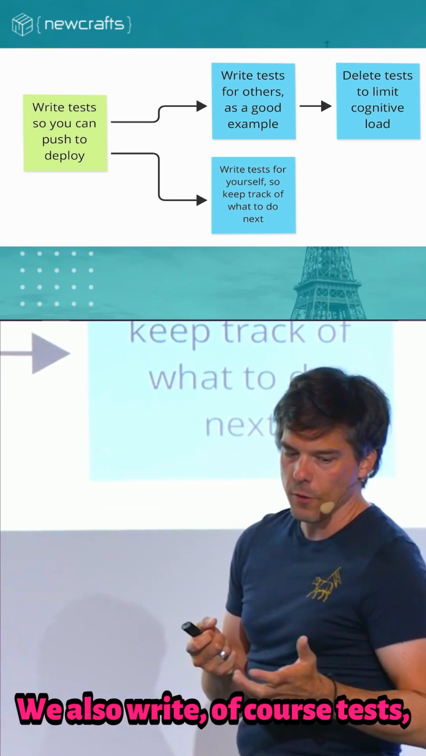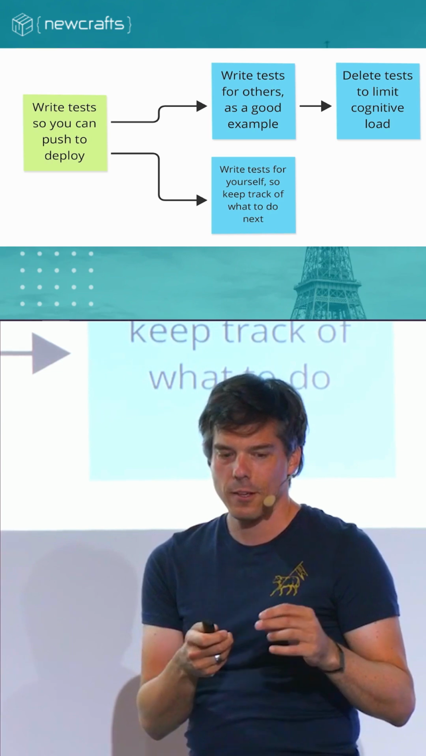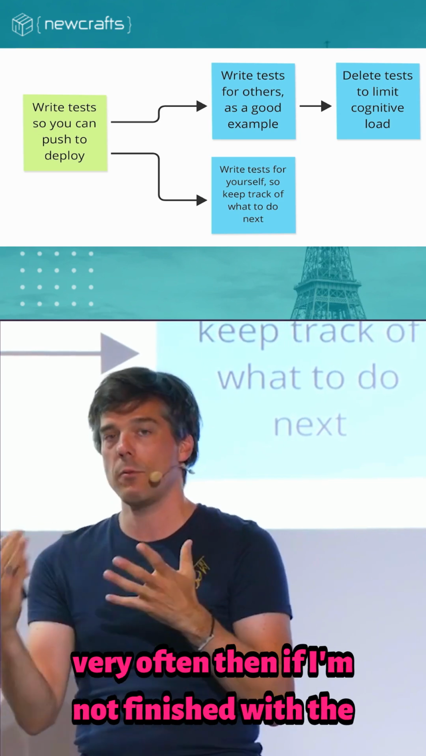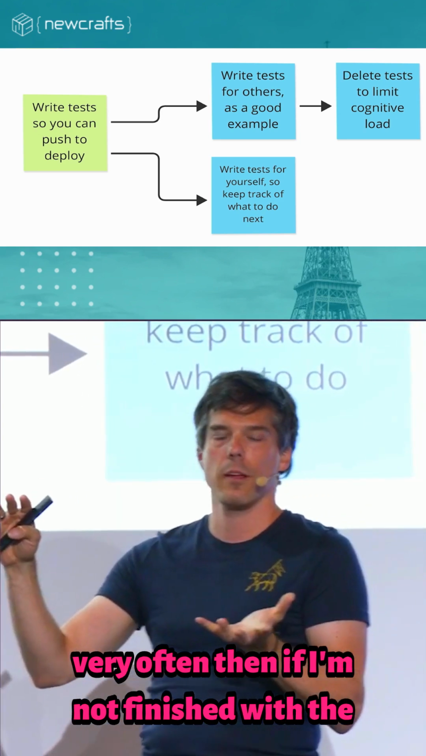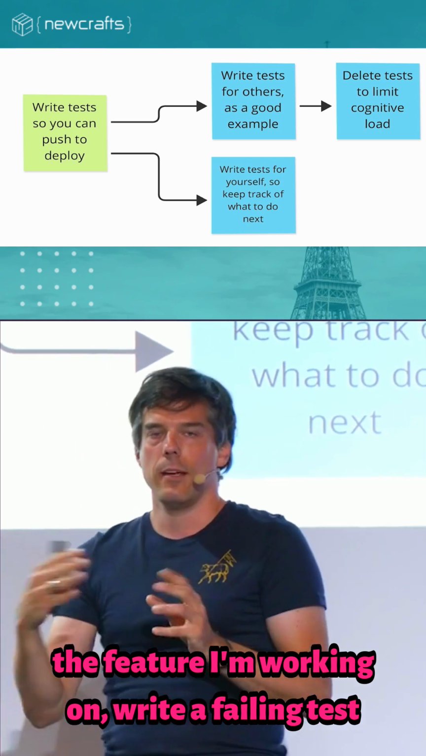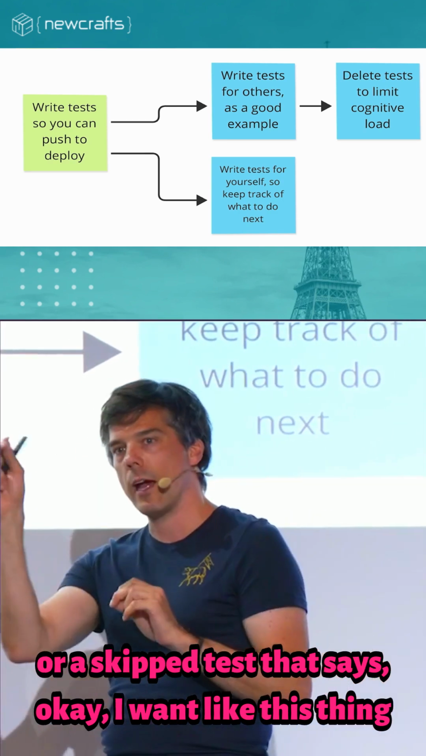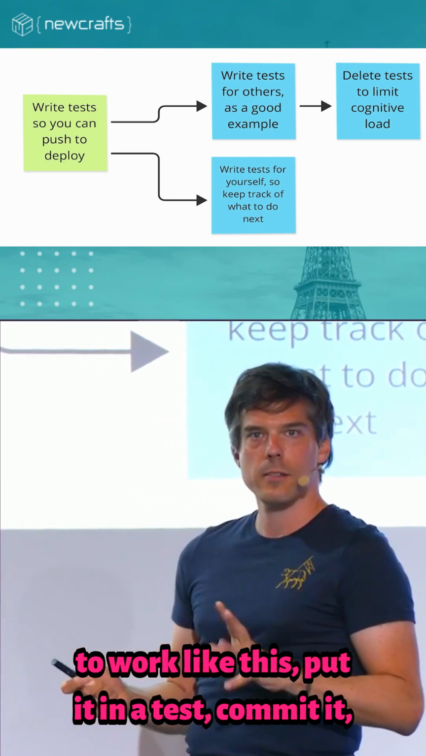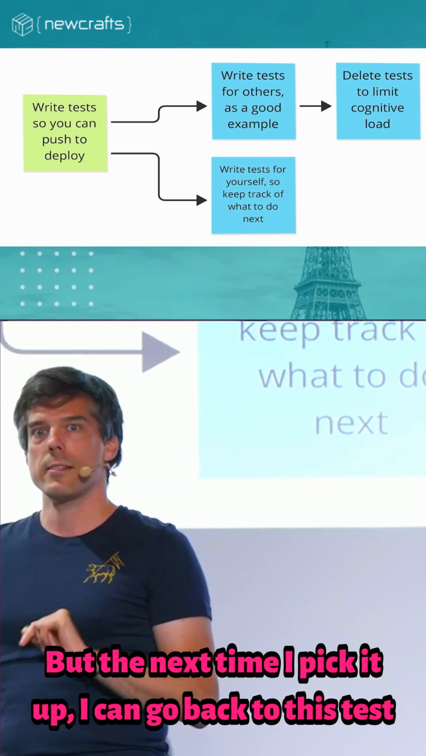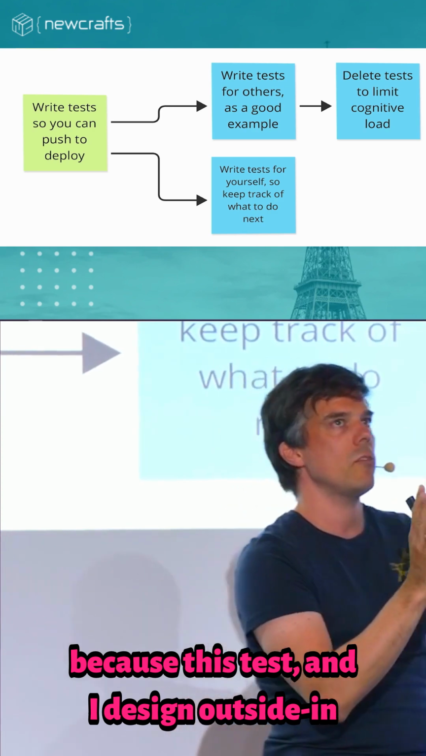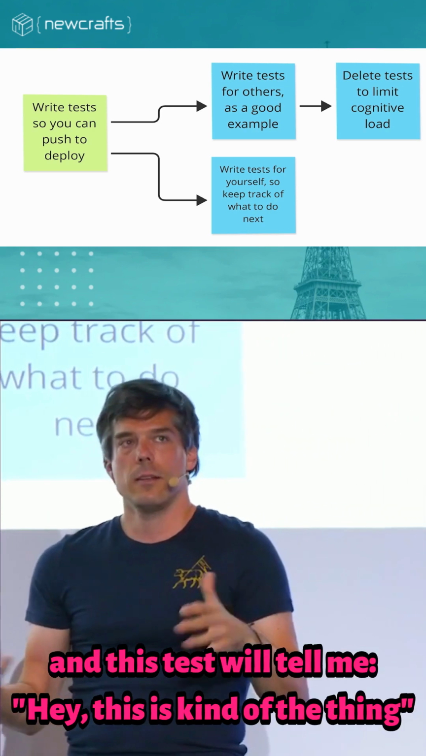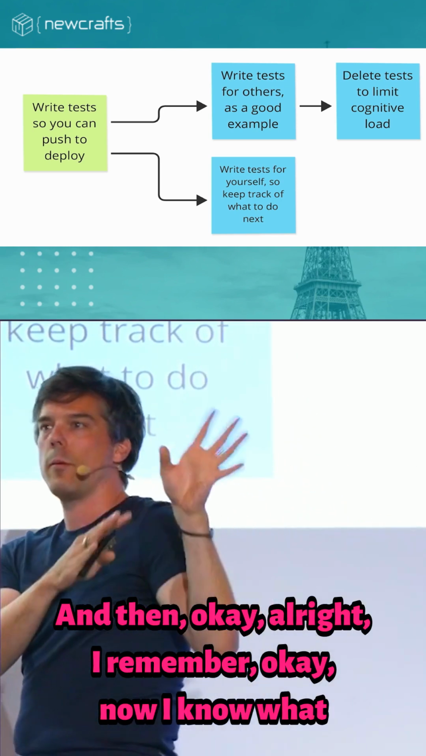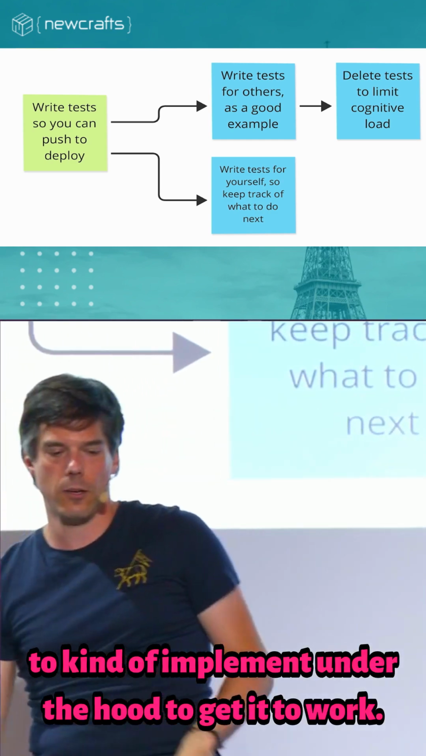We also write, of course, tests for ourselves. Even if I have to drop something, I will very often, if I'm not finished with the feature I'm working on, write a failing test or a skipped test that says, okay, I want this thing to work like this. Put it in a test, commit it. It will be marked as skipped, but the next time I pick it up, I can go back to this test, because I design outside in, and this test will tell me, hey, this is the thing that the user wants to do. And then, okay, all right, I remember. Now I know what to implement under the hood to get it to work.